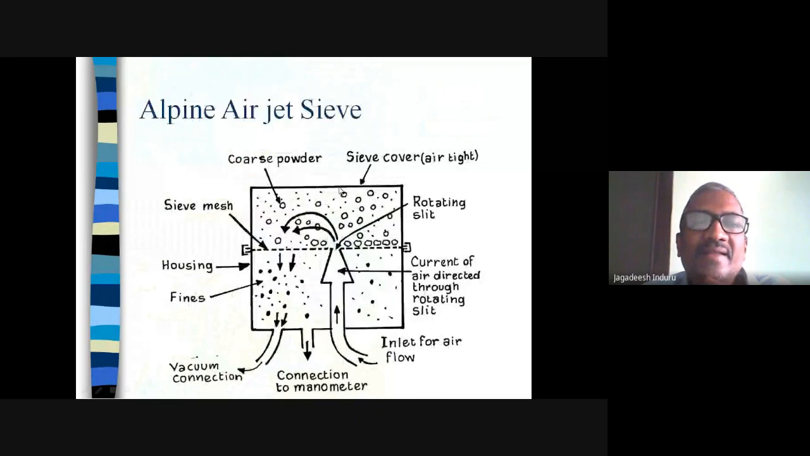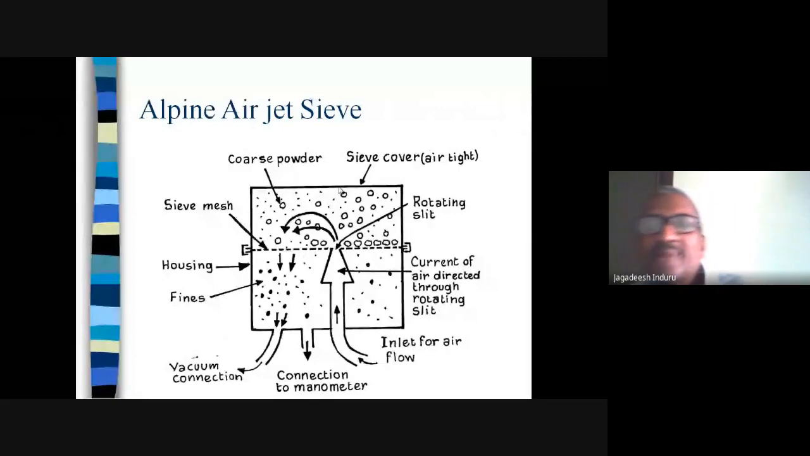This is another equipment called the Alpine air jet. This is what we have not touched in the previous class. The Alpine air jet is used for very fine powders, where you have a problem of clogging or blocking.